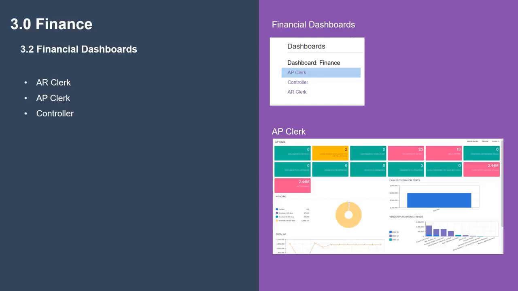And for the Controller, links to both the AR and AP dashboards, as well as high-level financial information such as cash on hand, cash position, AR and AP aging, and the like. The dashboards use generic inquiries to gather the underlying data and can be customized using Dashboard Designer. Users only see the information they have access to.